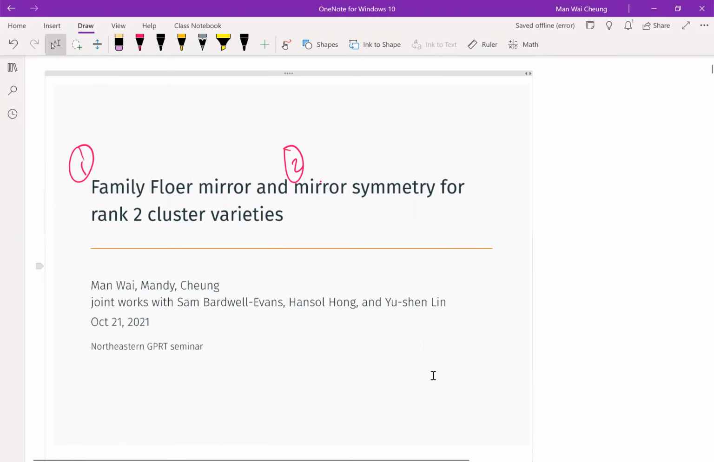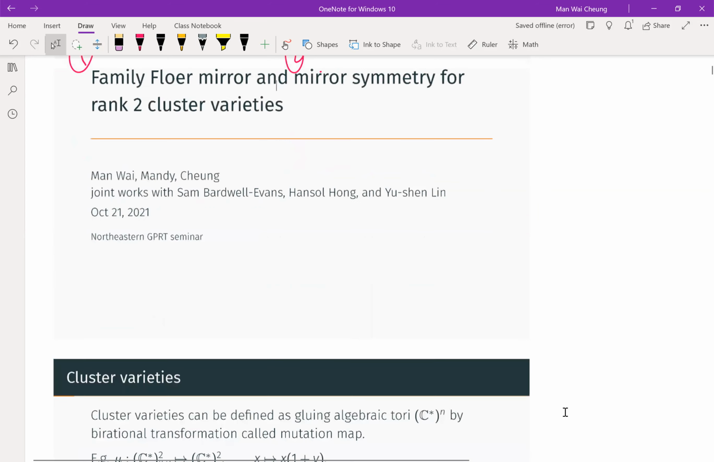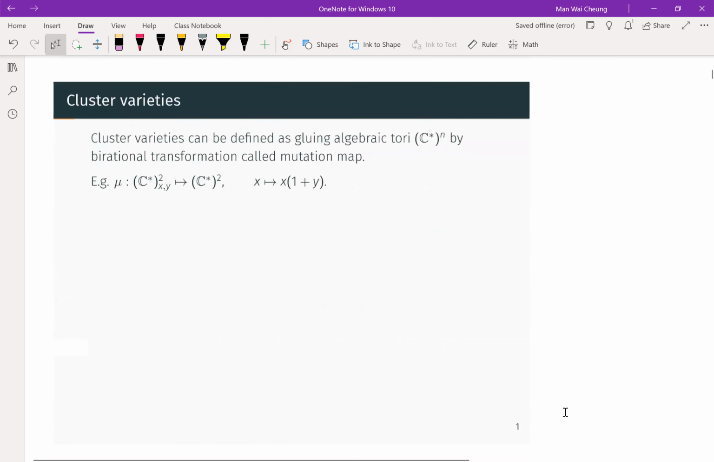First of all, there are many terms in the title: family formula, mirror symmetry, cluster varieties, where two. So what we are going to do in the talk is go over each item one by one. First, cluster variety. You will see my talk goes rough in the beginning, and at the end we go more technical. We kind of repeat the same thing over and over. So right now, how do we see cluster variety?